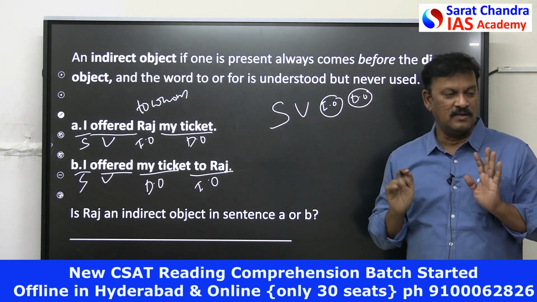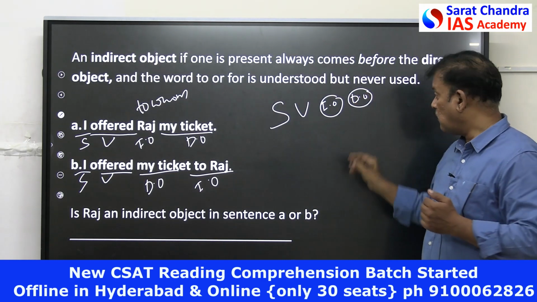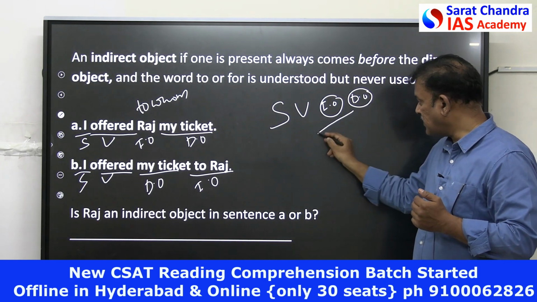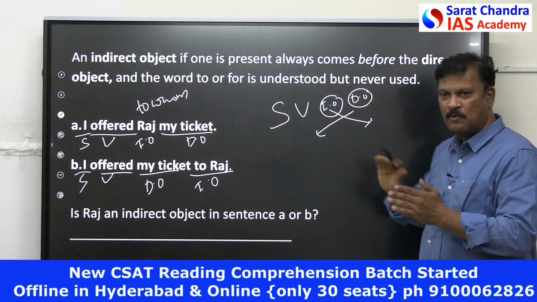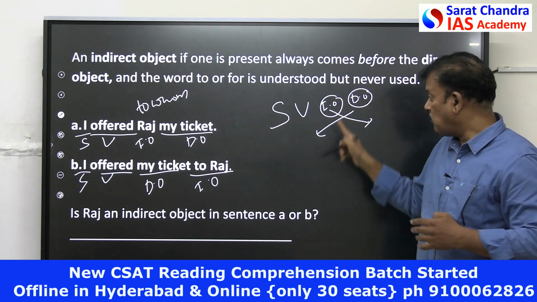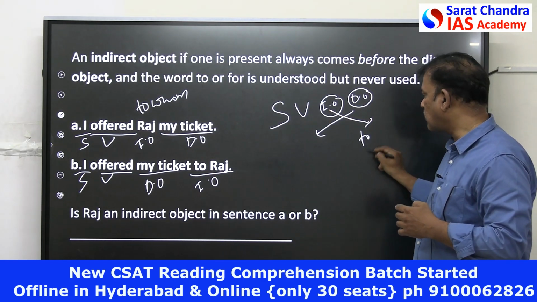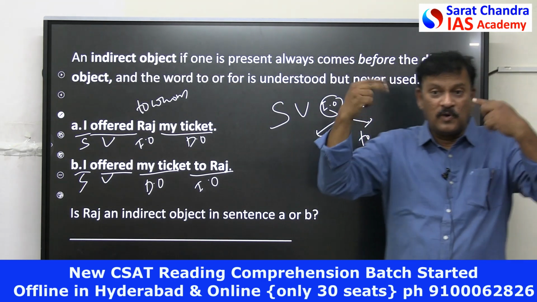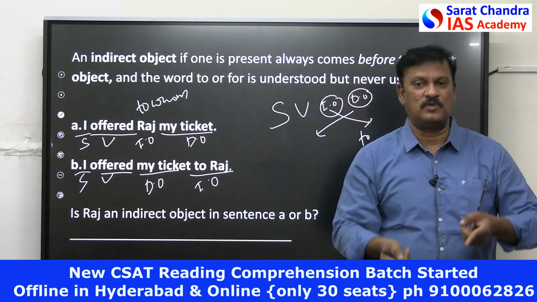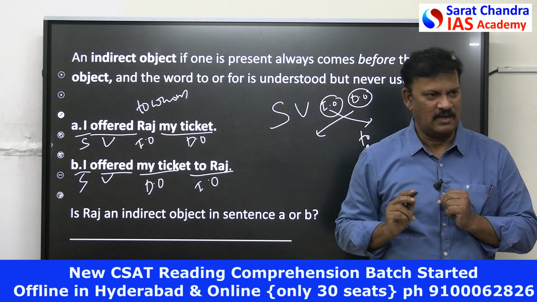This is the pattern. In case I want to put this direct object here, indirect object here, I want to change the order. If I want to put this order here, then I have to use to or for. What is the question I am putting in my mind? I have to clearly put that on this paper. Have you understood my point?